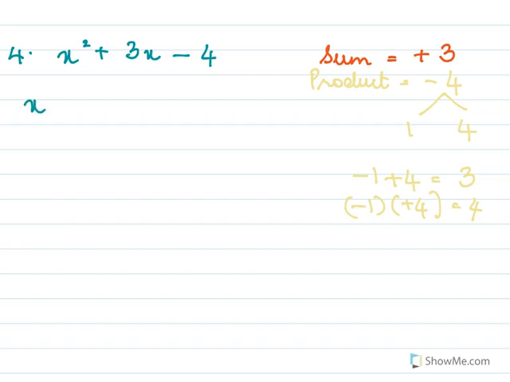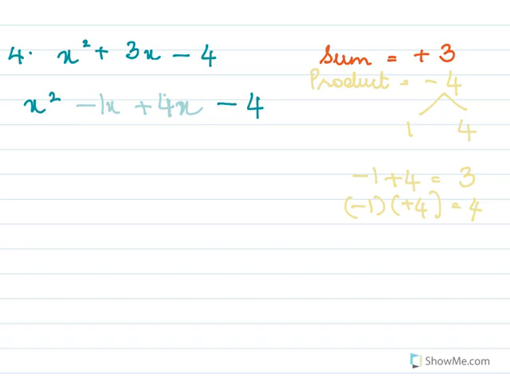So here we have x square. For this 3x, I'm going to put minus 1x plus 4x, and that will give me plus 3x, and this is minus 4. So here I've split the middle term. See, the 3x, I've written it as minus 1x and 4x.